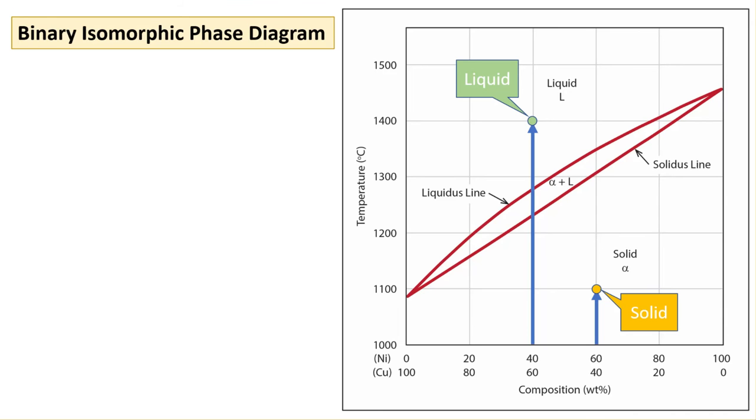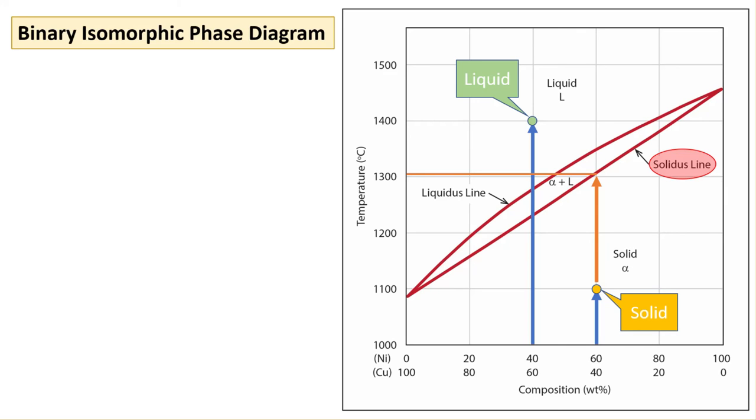Let's go back to the first point. The solid with 40% copper, and heat it up. At what temperature will it first start to melt? It melts at just over 1300 degrees Celsius. The line that separates the solid region from the solid liquid region is called the solidus line.